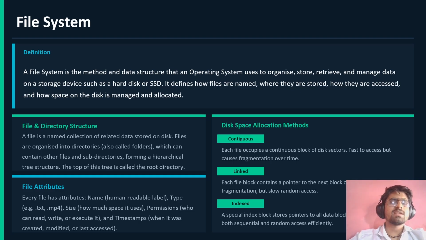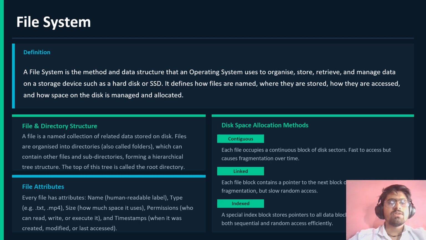File and directory structure. A file is a named collection of related data stored on disk. Files are organized into directories, also called folders, which can contain other files and subdirectories, forming a hierarchical tree structure. The top of the tree is called the root directory.